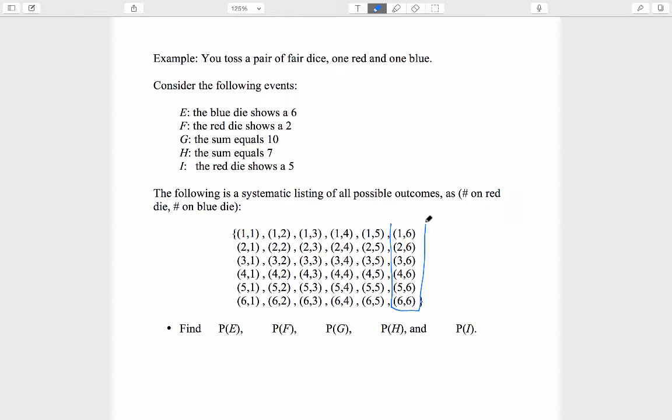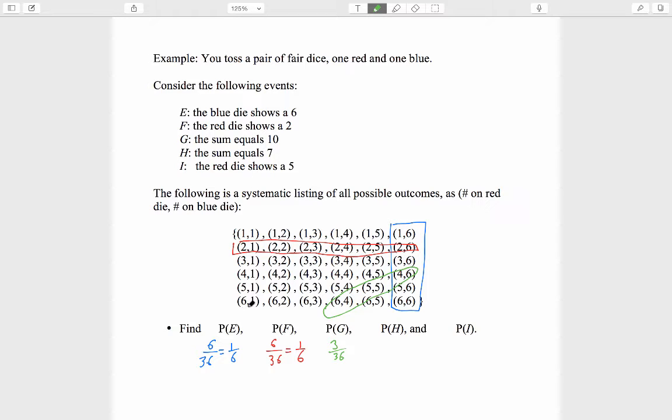This last column contains all the outcomes in the event E. There are 6 equally likely ways for the blue die to show a 6, hence a 6 out of 36, or 1/6 probability of E. For F, the event that the red die shows a 2, there are also 6 equally likely outcomes, so it too has a probability of 6 over 36, or 1/6. The event G involves a sum. We have to look for all the outcomes in which the sum equals 10, and there turn out to be 3 of them. That's 3 out of 36.